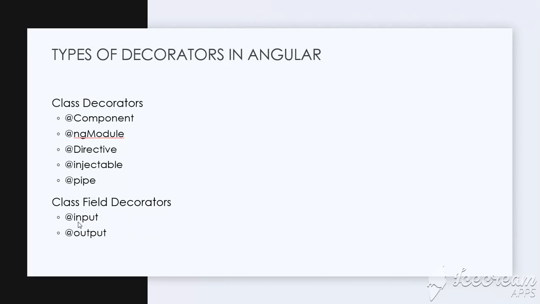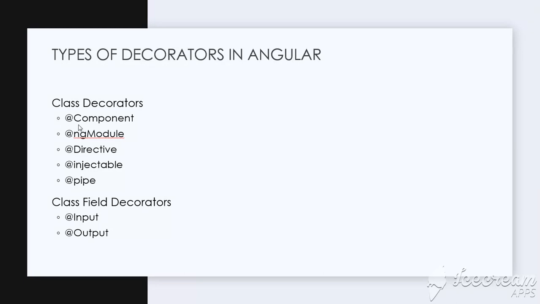You use this @Input decorator if you want to receive data from a parent component to a child component. But you use @Output decorator if you want to send data from a child to a parent component. So to send data from child to parent, you use @Output. To receive data from parent to the child, you write @Input decorator.